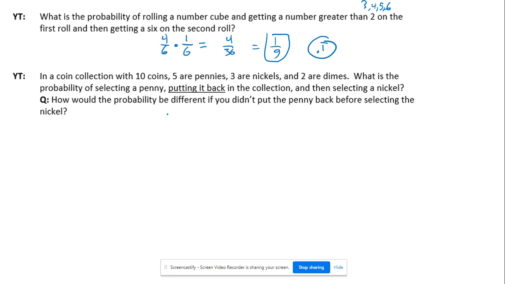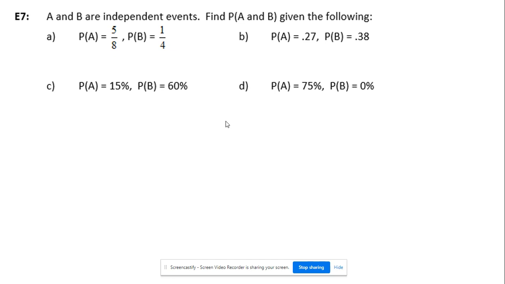Or you could do 0.1 repeating. In our coin collection, the probability of getting a penny was 5 out of 10, times the probability of getting a nickel, which was 3 out of 10. If you just type this into your calculator as 5 divided by 10 times 3 divided by 10, you would get 0.15 as your answer. If you did it using your fraction knowledge, it'd be 15 out of 100, which would be 0.15. And we said we're going to like decimals a lot in this unit.